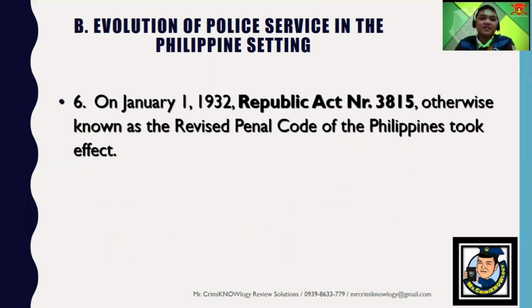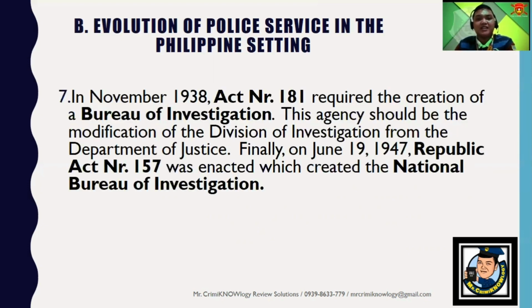On November 1, 1932, Republic Act No. 3815, otherwise known as the Revised Penal Code of the Philippines, took effect. Until today, we are using it as the criminal law of the Philippines. In November 1938, Act No. 183 required the creation of the Bureau of Investigation. This agency was the modification of the Division of Investigation of the Department of Justice. Finally, on June 19, 1947, Republic Act No. 157 was enacted, which created the National Bureau of Investigation, the NBI that we have today.